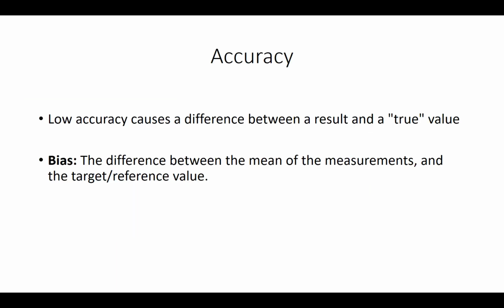All right, a couple more things here. A low accuracy causes a large difference between the result and what we believe to be the true value. So you want a high accuracy, right? Because you want a small difference between what you're aiming for and what you're getting, right? Another term you might run into is bias. This is the difference between the average of your measurements and your target or reference value. This often comes into play when you talk about measuring systems.